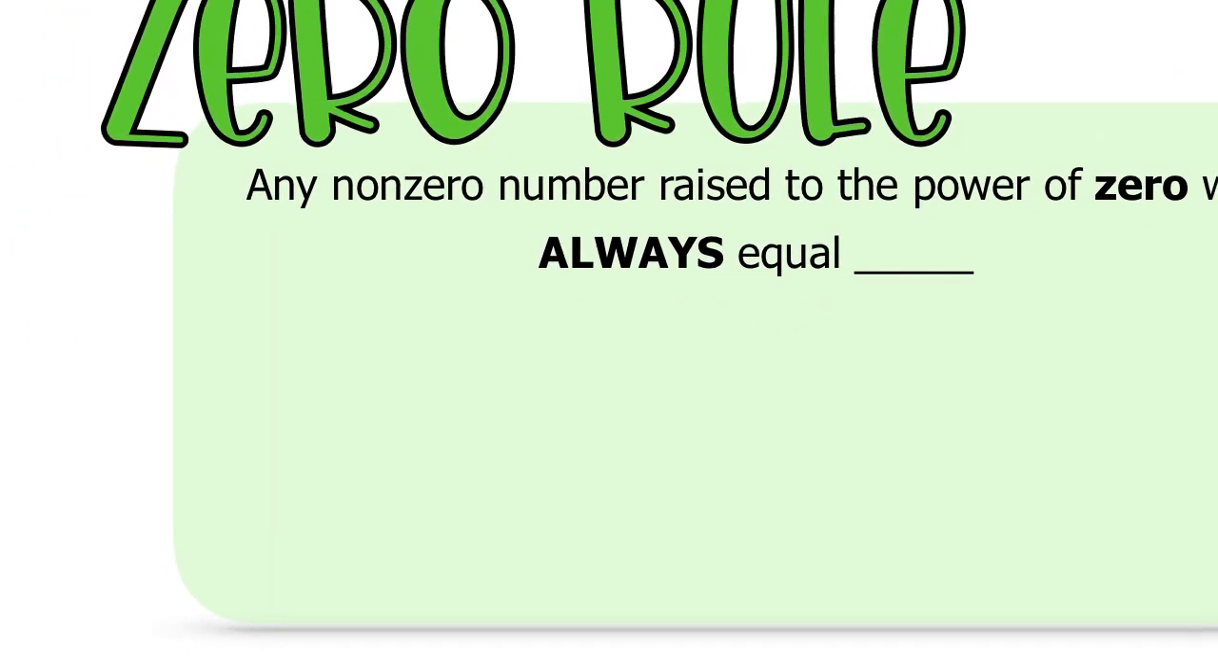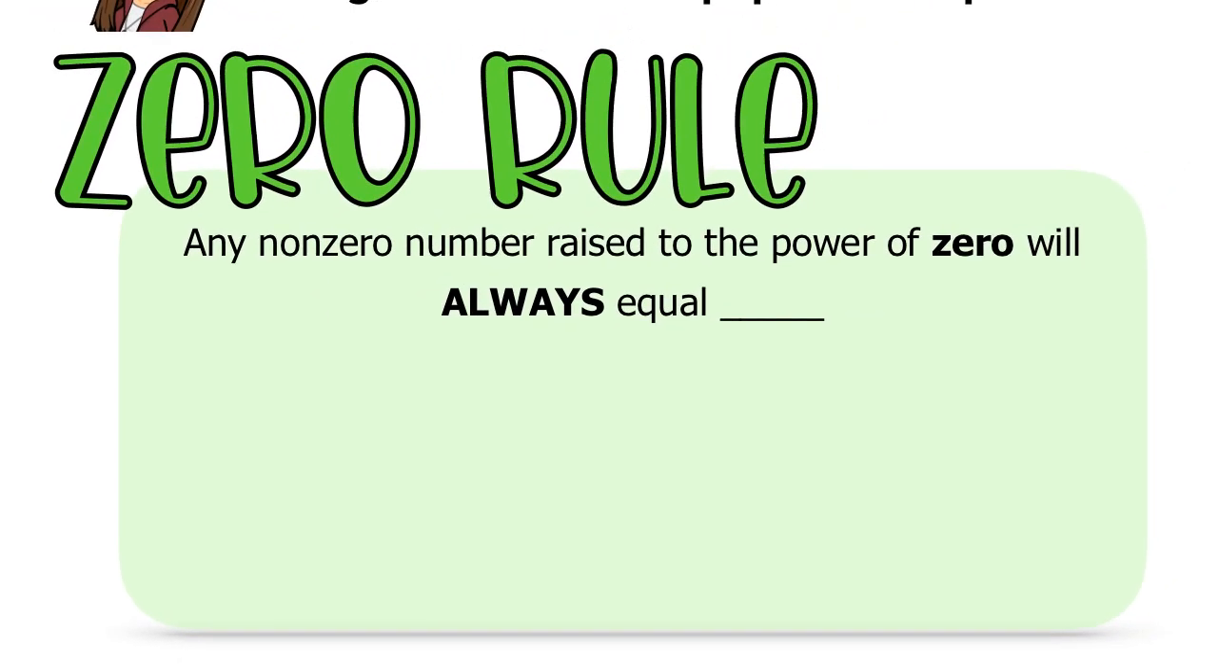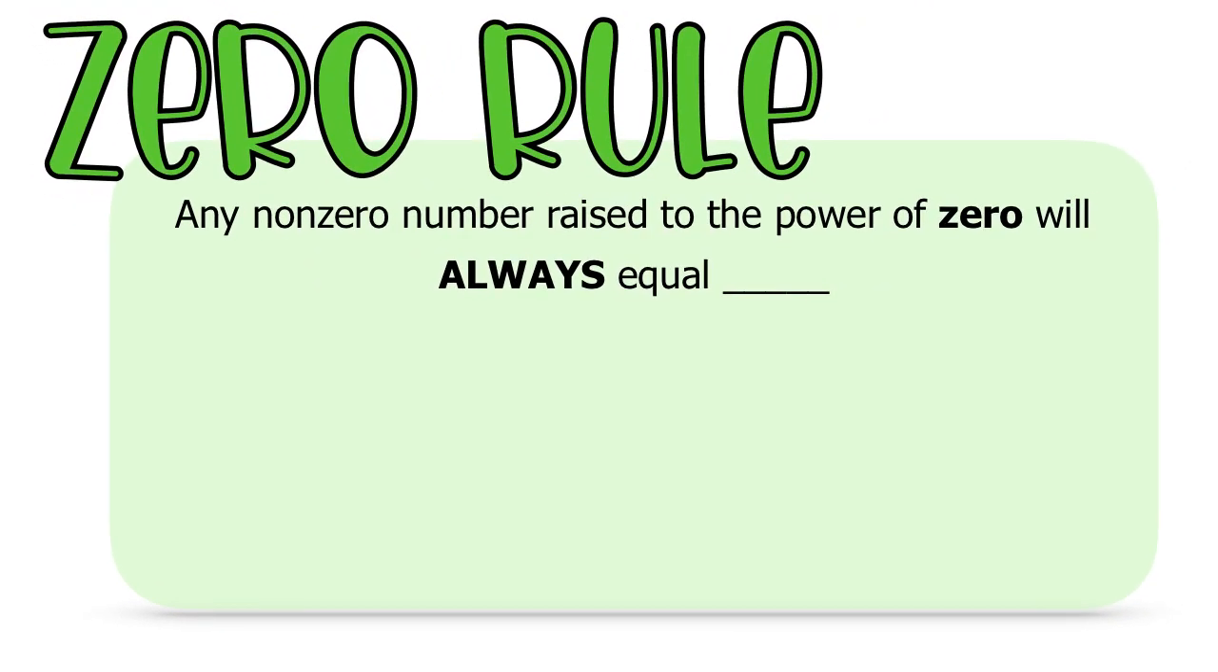So the first thing we're going to talk about is the 0 rule. This is when you take something and you raise it to the power of 0. Anytime you do that, so if you have something like this, x to the power of 0, it is always going to equal 1, positive 1. And it works for every number except 0. It doesn't work for 0, so that's why this says non-zero. So anything to the power of 0 will always equal 1.